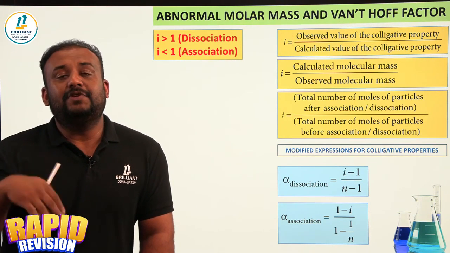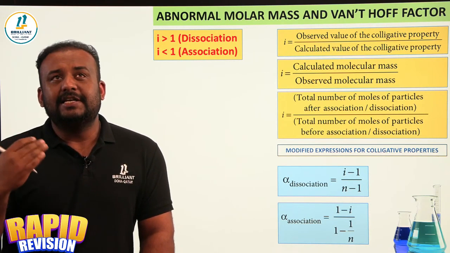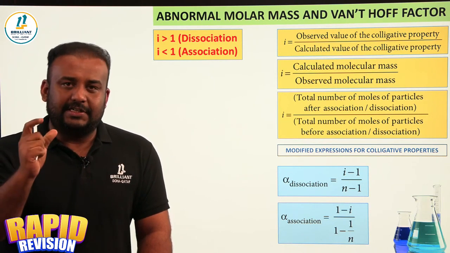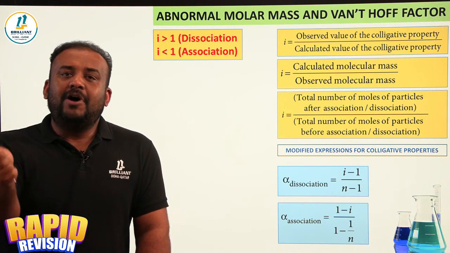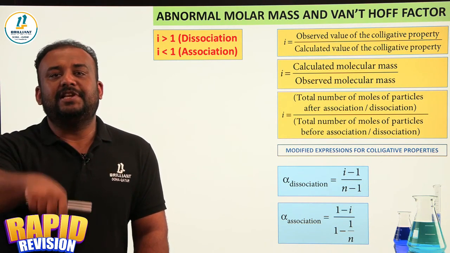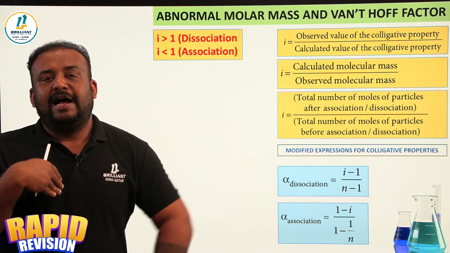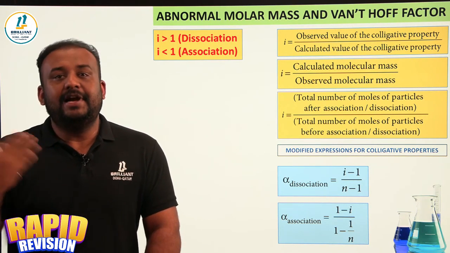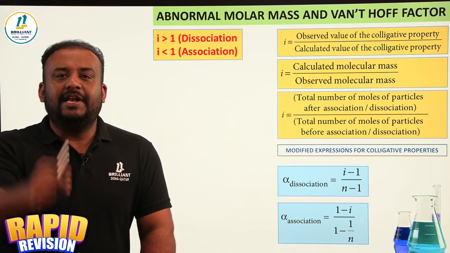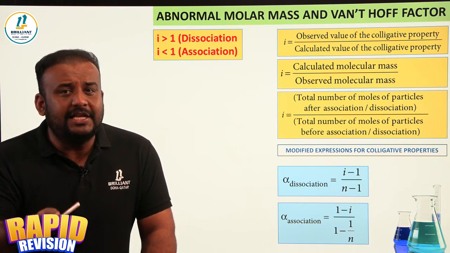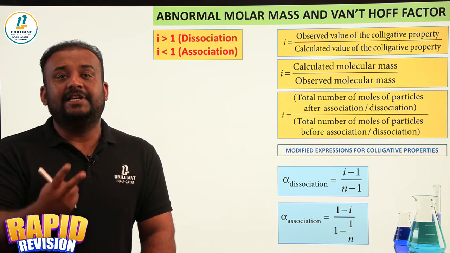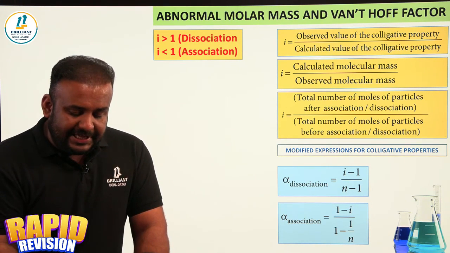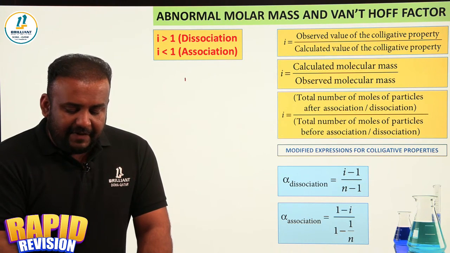See, Van't Hoff factor was introduced for one reason, and that is when you take a solute which is an electrolyte, the amount of particles present in the solution will not be as predicted theoretically. For example, you put 1 mole NaCl in water, you are not going to see 1 mole NaCl. Instead, you are going to see 2 moles effectively. Why? Because NaCl will dissociate as Na+ and Cl-.